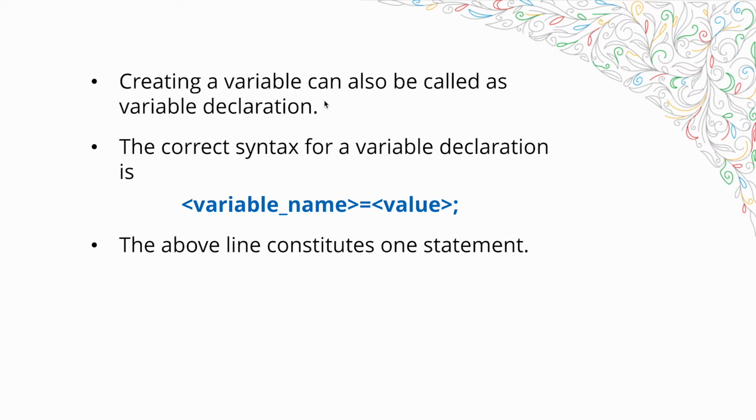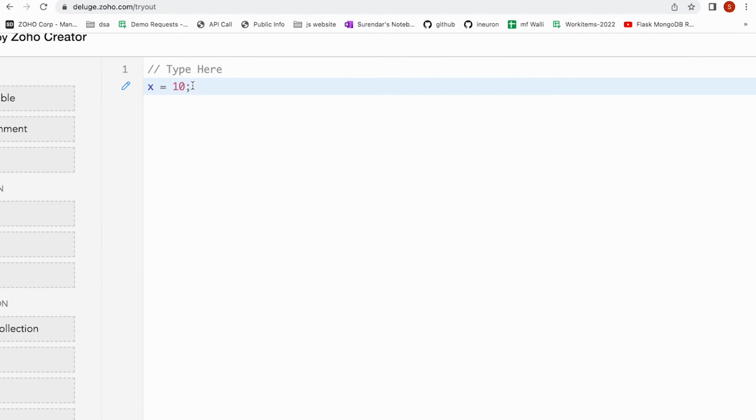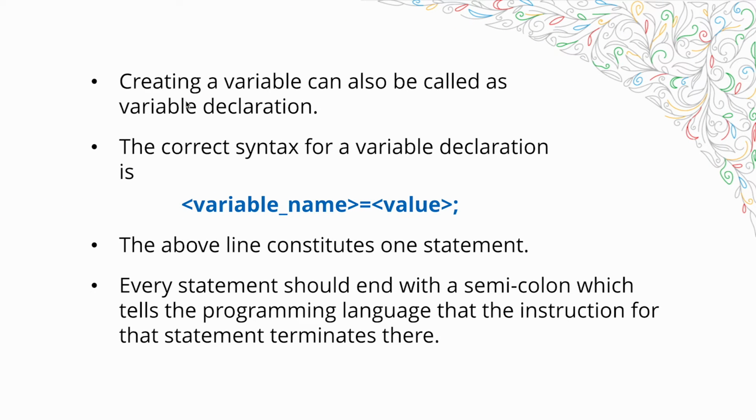So this is a single statement. As you can see, it is ended by a semicolon at the end. Every expression or every statement has to be ended with a semicolon. Like I said, every statement should end with a semicolon, which tells the programming language that the instruction or the statement ends here. So you can see that once the assignment is done, that particular statement ends. We have to go to the next statement, so we have to end everything with a semicolon.